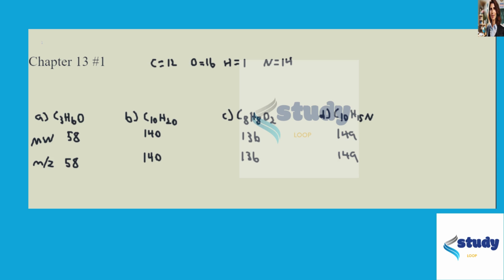And so that's the way to approach this problem. We just need to know what each of these atoms weighs. And then the formulas tell us how to do the math. And then the molecular ion is equal to the molecular weight. And that's the answer to Chapter 13, problem number 1.